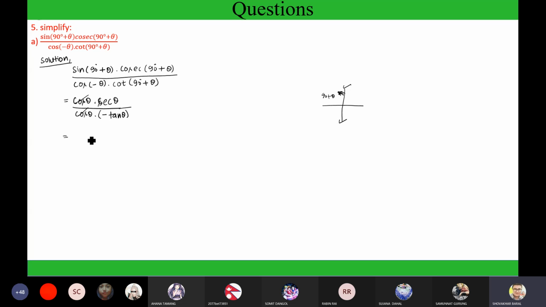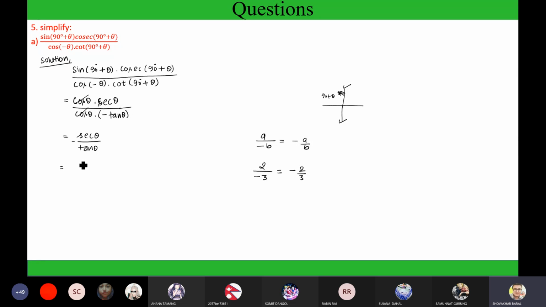Now this cos and cos is cancelled, so this is minus here. If a upon something minus b is like this, then what we can write is minus a by b, or you can simply take the analogy of 2 by minus 3, which equals minus 2 by 3. So sec theta upon tan theta and minus here. Now let me check it again. Cosec 90 plus theta is sec theta, correct. Sin 90 plus theta is cos theta, again correct. Cos minus theta is cos theta, and cot 90 plus theta is minus tan theta.